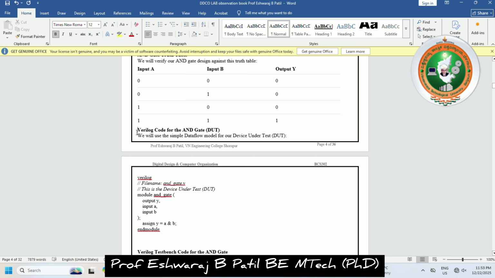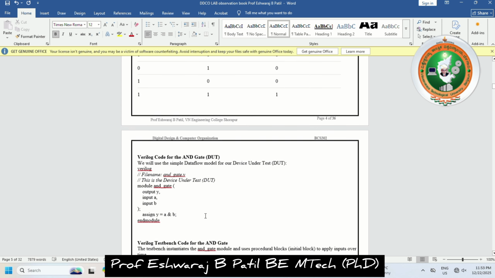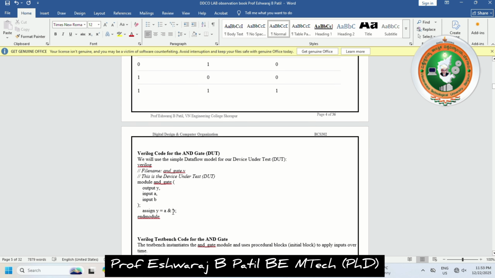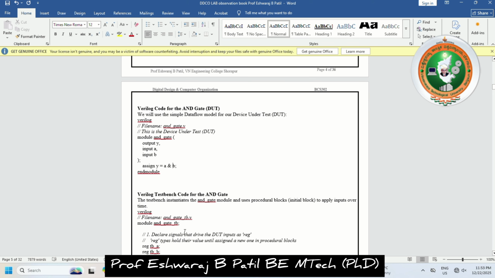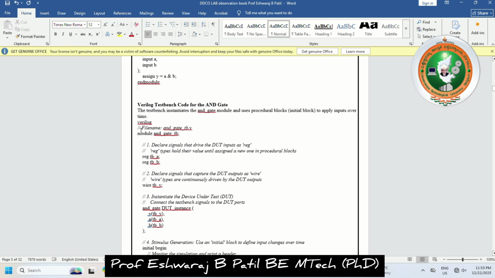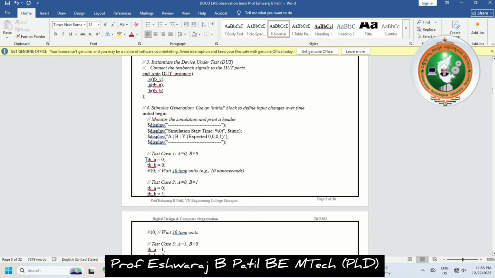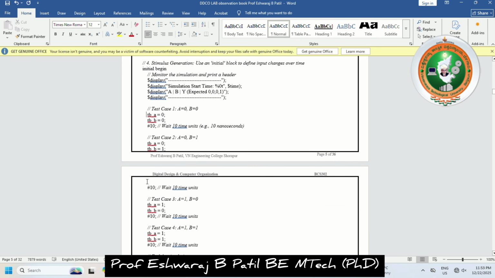Okay, this is all about writing the code for the AND gate with the help of the structural model, gate level modeling or behavioral model, and even the test bench. In the test bench the inputs A and B are the 2 inputs, so the combinations are 0 0, 0 1, 1 0, and 1 1.